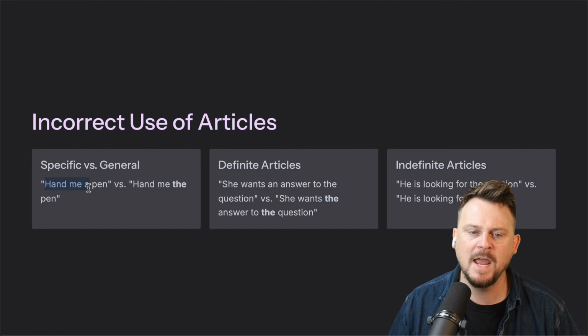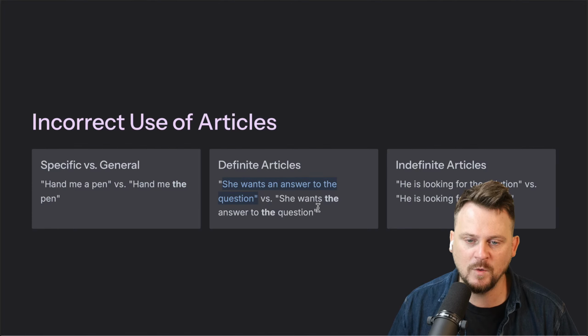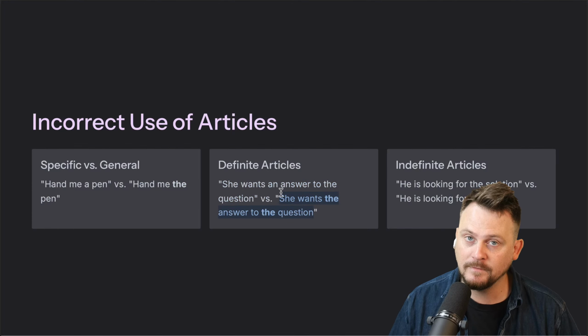Hand me a pen, hand me the pen. They're both correct, but what do you mean? If you don't care which pen you get, hand me a pen. If you care which pen you get, hand me the pen, because there are three and I want the blue one, right? She wants an answer to the question. She wants the answer to the question. Again, both correct. It depends on what you mean.